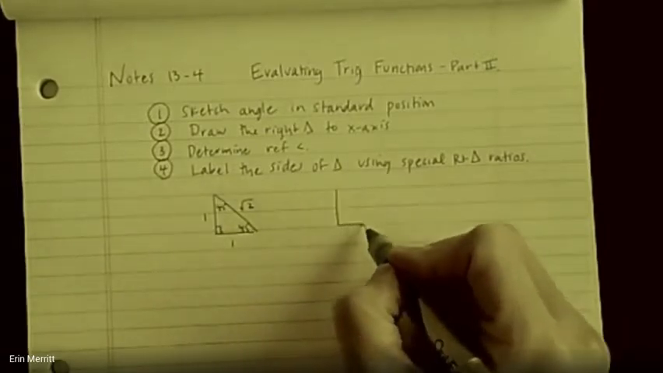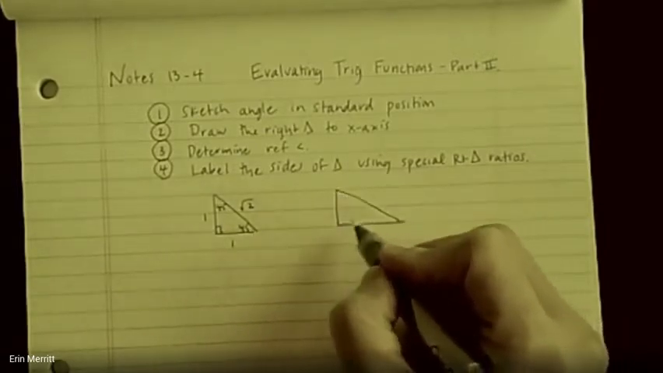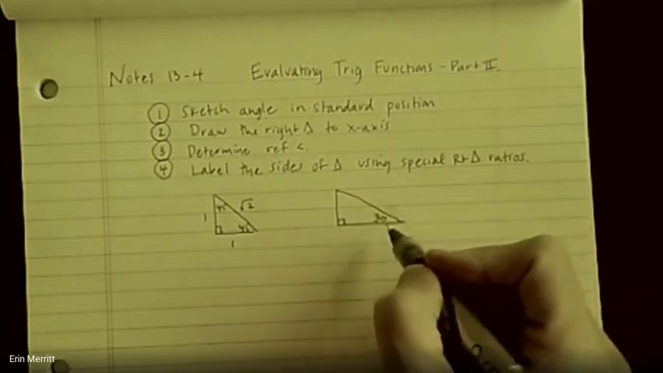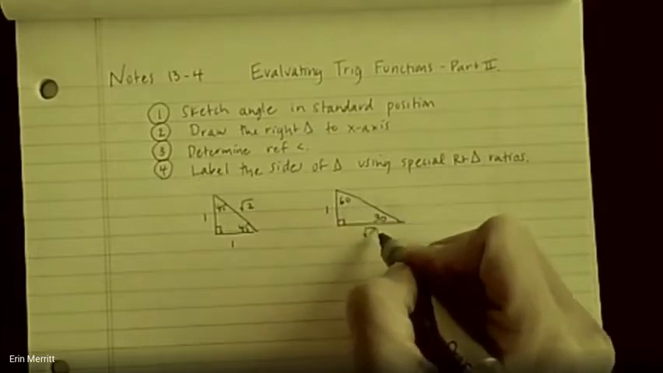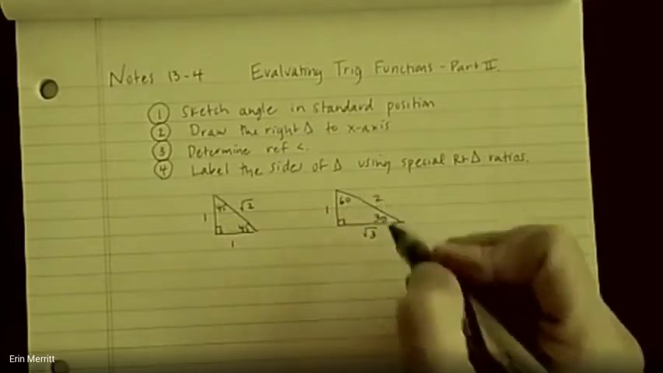The other triangle is a 30, 60, 90. Please make sure, if I make that 30, the side across from that is the 1. If this is 60, across from that goes the radical 3. 90, across from that is the 2.